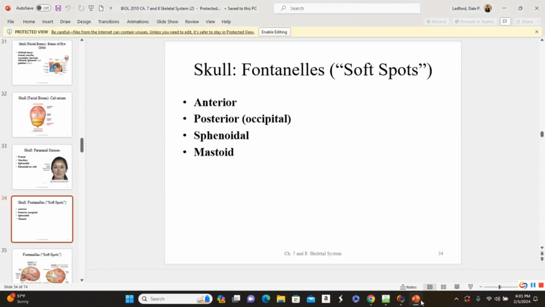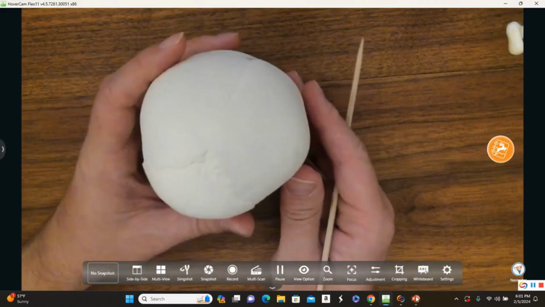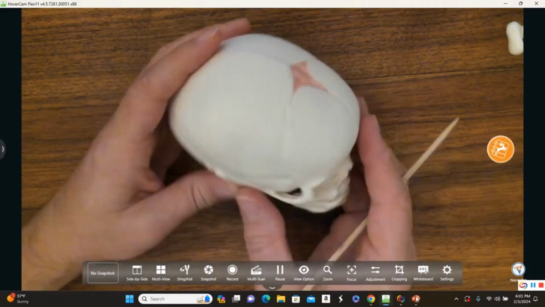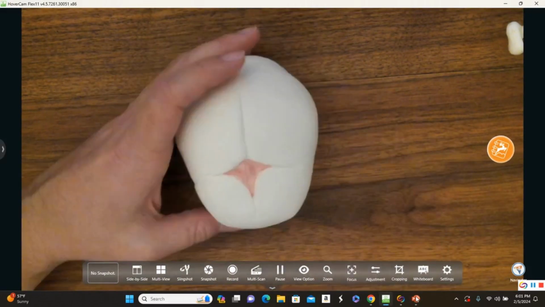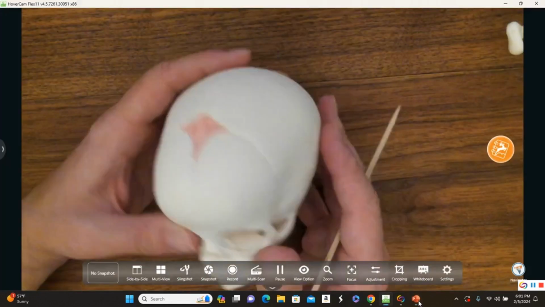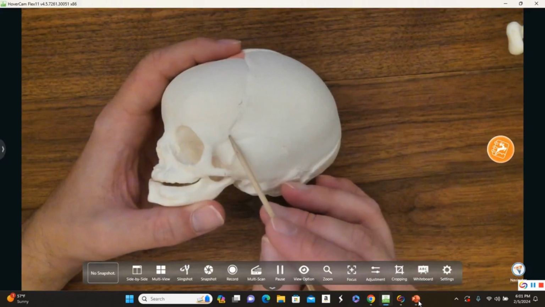Then there's the posterior or occipital fontanelle. To find that, we want to go back here, and it's right here. Next, we want to see the sphenoidal fontanelle. The sphenoidal fontanelle is found right here, near where the sphenoid bone would be.